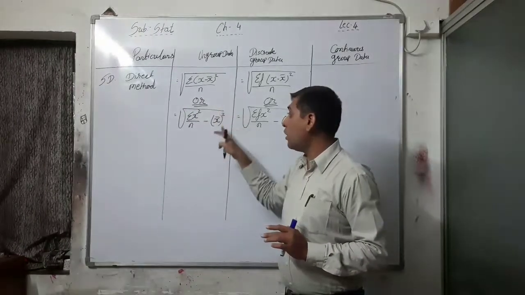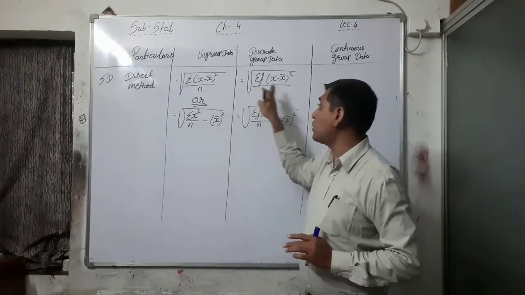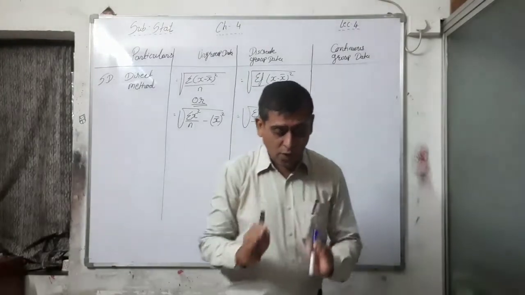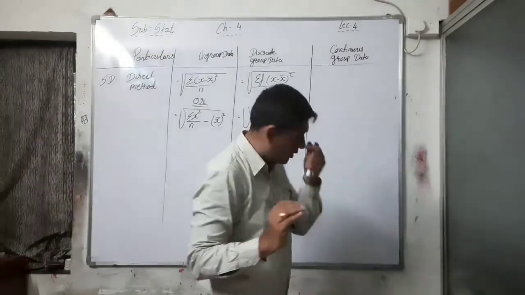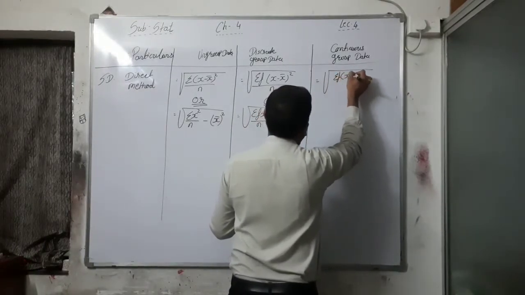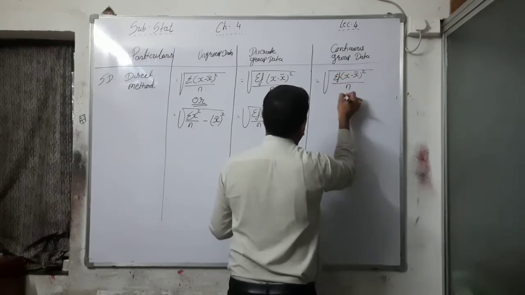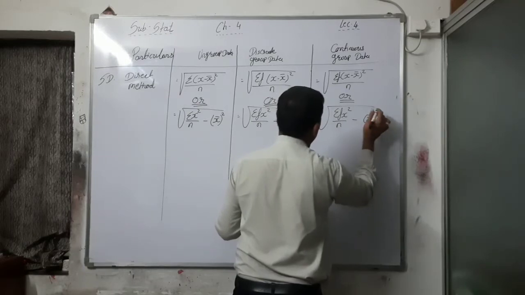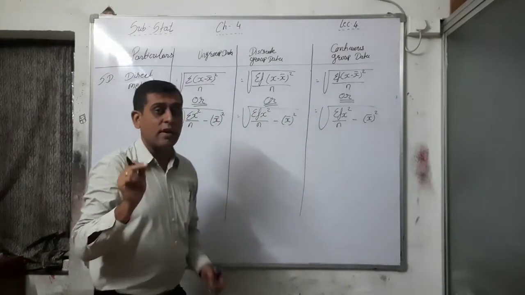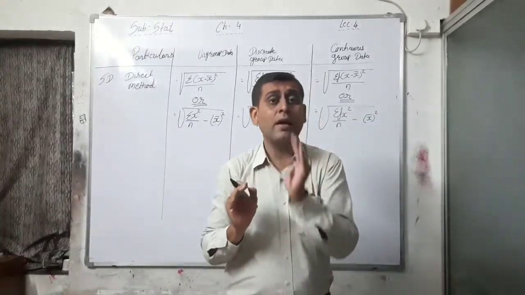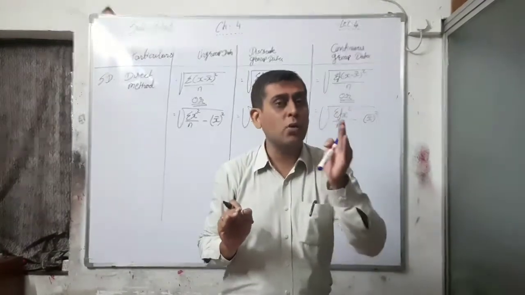But see the difference between these two. We have to use this one and this one and again this one. For the continuous group data and discrete group data, the formula for standard deviation is always the same: sigma f x minus x bar whole square upon n, or sigma fx square upon n minus x bar whole square. Here x is given as an observation, here class is given. We have to find all the observations by finding the mid value of that particular class.